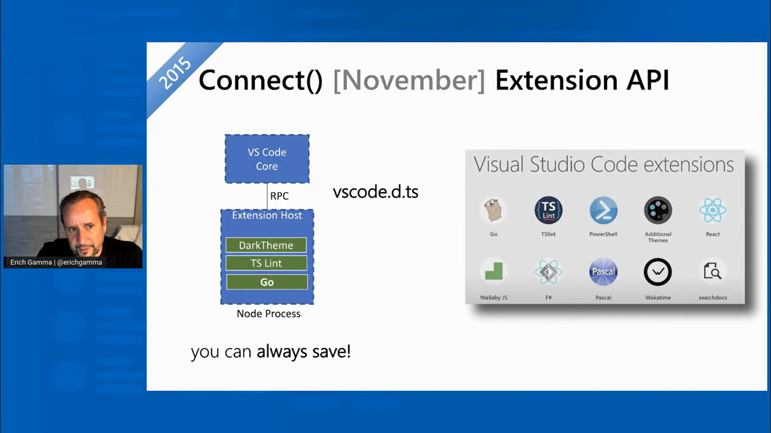Also, the API was designed from the ground up. What do we expose to extensions? Because we had the separations, we talk via RPC to what we call the extension host. And this API is, again, leveraging TypeScript, nicely specified in the vscode.d.ts. This separation also allows us to shield extension authors from internal implementation details.